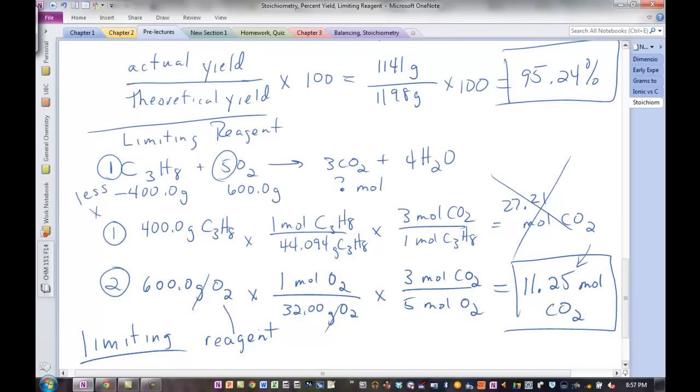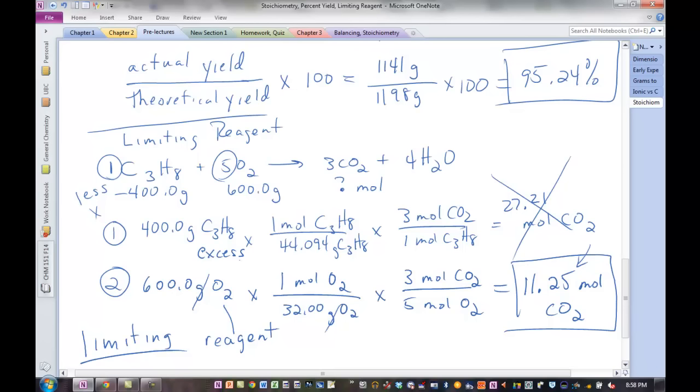Okay? And what would we call propane? That would be our excess reactant. All right? There's going to be propane left over. All right? We didn't have enough, they weren't reacted in the correct stoichiometric ratio. O2 runs out first, limits the amount of product. And that is our correct answer.